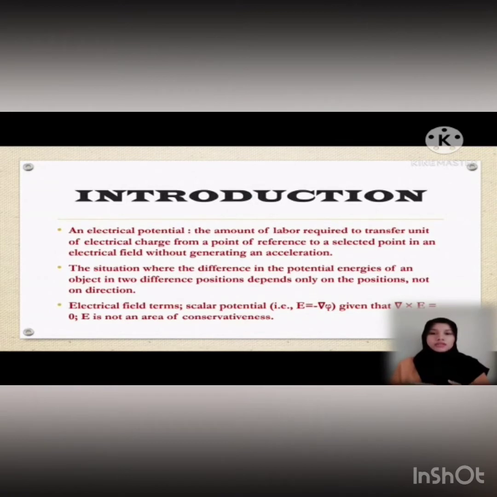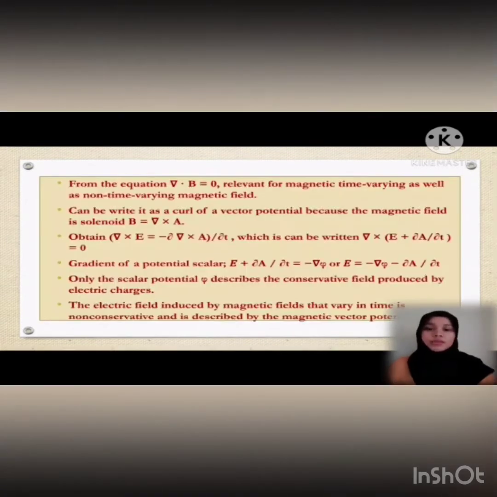Also, in electrical terms, the scalar potential is given that del times E equals 0, so E is conservative. Next, for the equation del dot B equals 0, relevant for both time varying and non-time varying magnetic fields, B can be written as the curl of a vector potential because the magnetic field is solenoidal. B equals del times A.